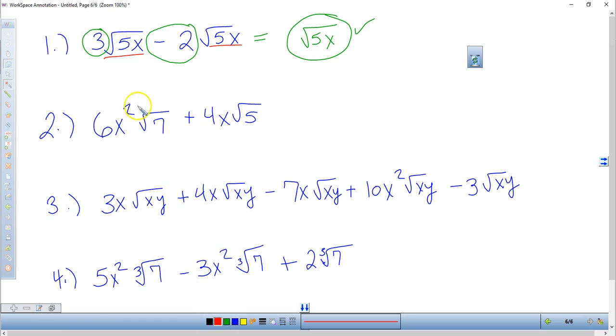Okay, next one. We look. Do they have the same index? They do. They're square roots. Rule number 2. Are they the same under the radical? No. Automatically we can see a 7 and a 5 are not the same, which means that this has no simplification.